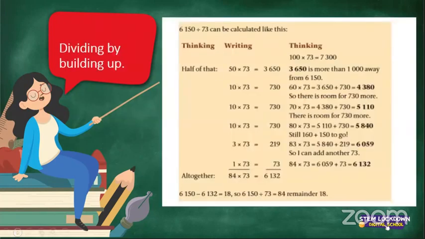All right, so here is another method, dividing by building up. You divide by building up. Remember we spoke of doubling and halving. So this one says you divide by building up. You have a number which is 6,150 and you divide by 73.